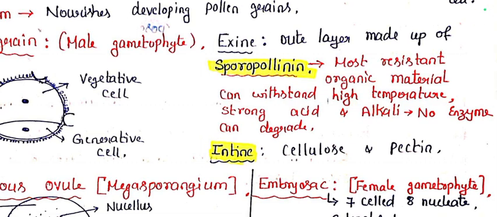Outer layer exine is made up of sporopollenin, which is the most resistant organic material, can withstand high temperature, strong acids and alkali, and there is no enzyme that can degrade sporopollenin. Whereas intine is made up of cellulose and pectin.